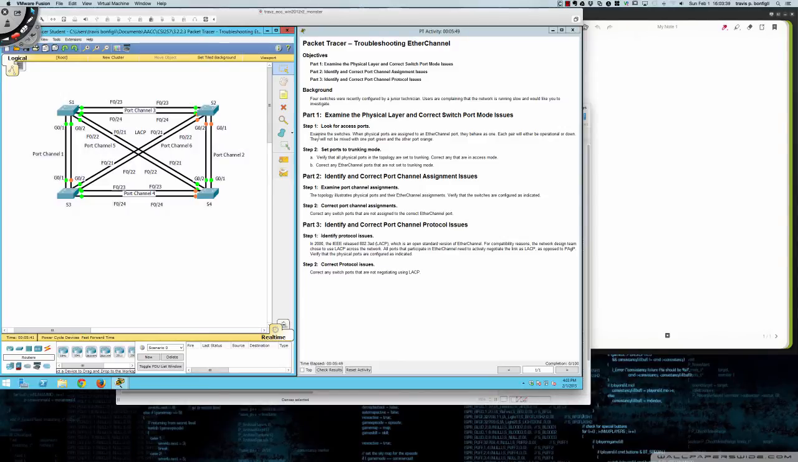So step 1, we're going to examine the switches. And remember, when physical ports are assigned to an EtherChannel port, they behave as one. So each pair will either be operational or down. They're not going to be mixed with one port green and one port orange. We also want to make sure that the ports are in trunking mode.